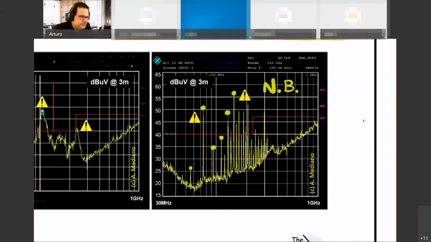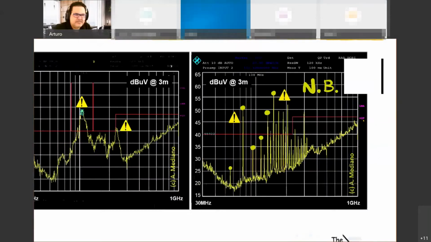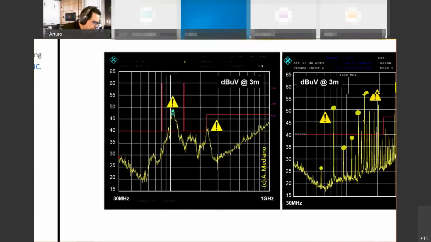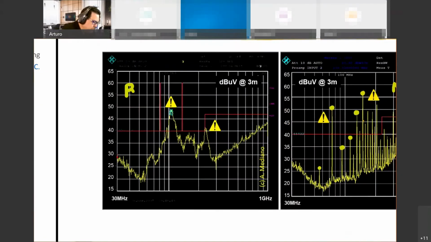But the other possibility is to have something like this. This is what we call broadband. In broadband emissions, we typically identify some kind of, let me call it, mountain. This mountain of energy is detected with some kind of resolution bandwidth that is usually fixed by EMC legal regulations. But it's very important to identify what is inside of this mountain.